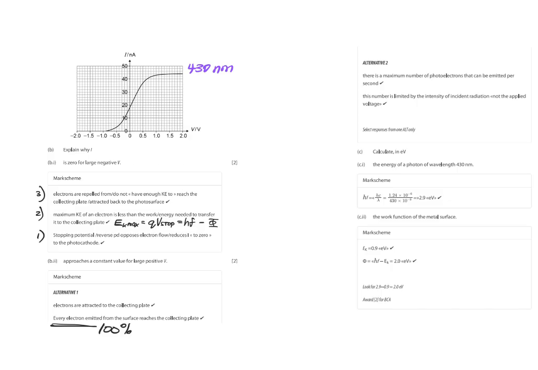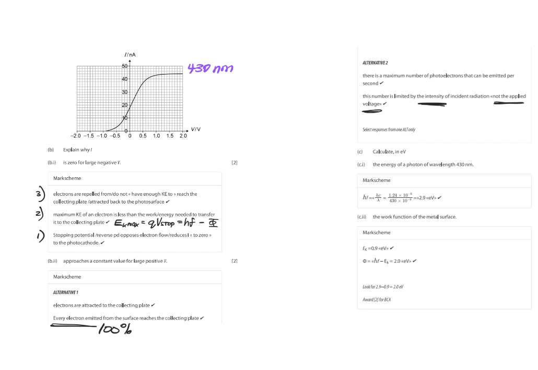And then the alternative explanation says that there is a max number of photoelectrons that can be emitted per second because it's limited by the intensity, the rate of the photons, the energy per photon per time that is on the illuminated plate. It is not related to the applied voltage. Yeah, you can increase the voltage, you're not going to get more current. That's what I said. All right.